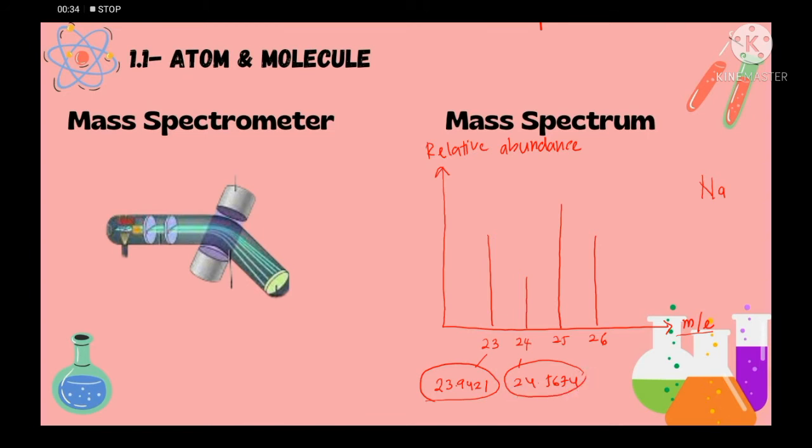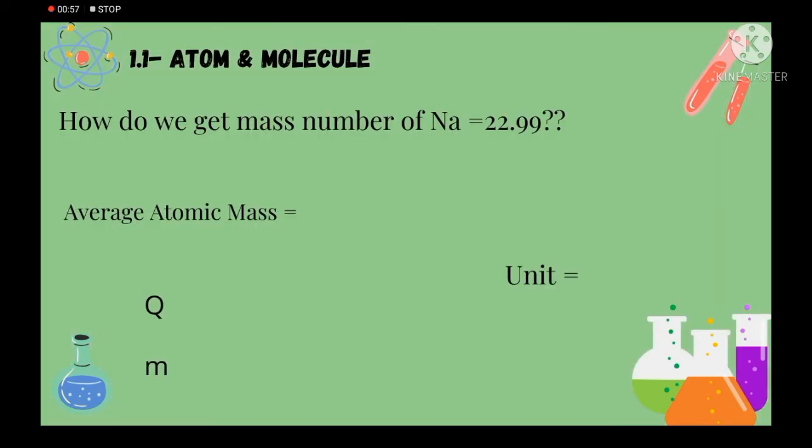Now, for example, for sodium we have 4 isotopes based on the mass spectrum. From the 4 isotopes, they have 4 different masses. So to get only one mass for sodium, in order to put inside the periodic table, we need to calculate the average atomic mass of sodium. So how can we get the mass of 22.99, the one we saw in the periodic table? We need to calculate the average atomic mass of sodium.